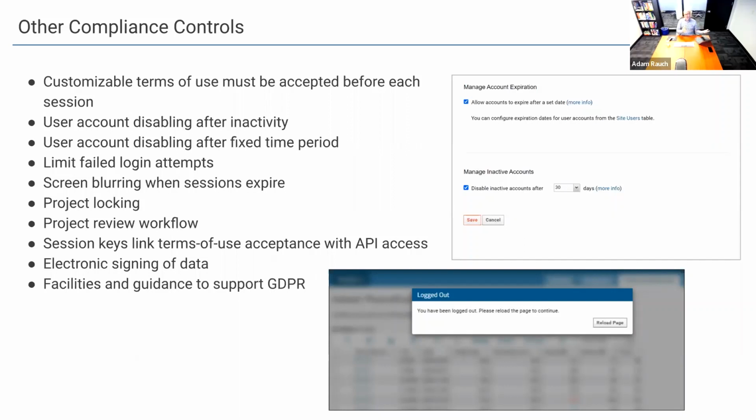There are also facilities for blurring the screen. If someone walks away from their computer and their session times out, we will blur the screen to reduce the chance of PHI being left on a screen for a long period of time. Once they've been logged out, the user has to log in again in order to see any of that data, to ensure that that user is actually allowed to see that PHI.